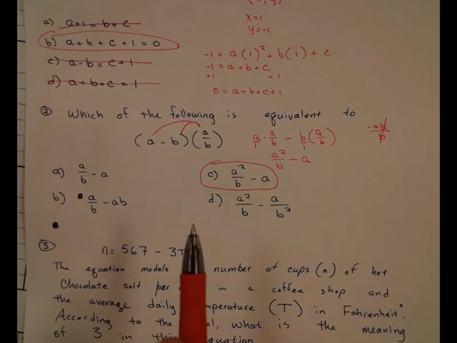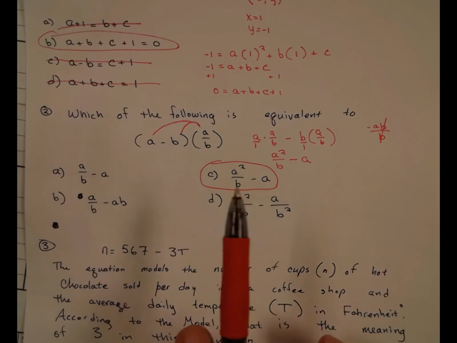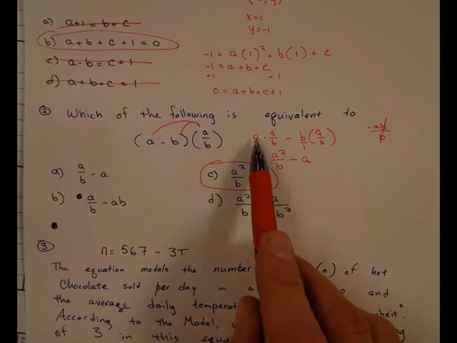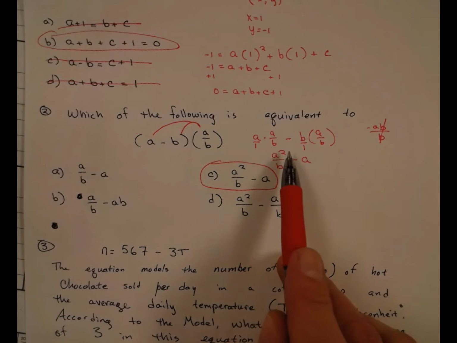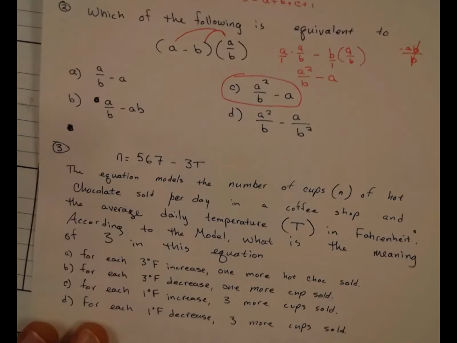So don't be scared about distributing. Even if the single term is second, you just distribute as if it were first. And remember, with multiplying fractions by whole numbers, you can think of whole numbers as themselves over 1 times the fraction. So there's a couple hints there.